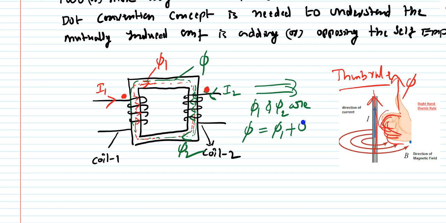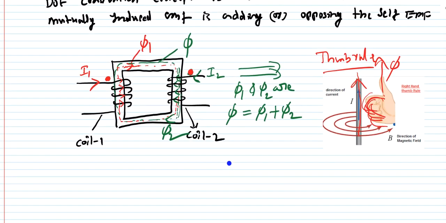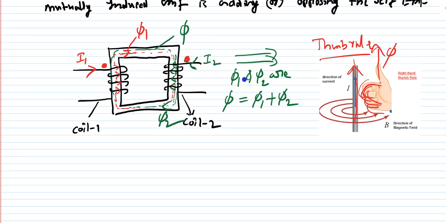It is phi 1 plus phi 2. So this is what the resultant flux is going to be, adding here. So in this case, with the dot convention given like this in coil 1 and coil 2, the fluxes are adding, and the mutual inductance between these two coils will also be plus M. That positive mutual inductance will come. So the mutual inductance with respect to coil 1 and coil 2 will be plus M. This is the concept you have to understand here.